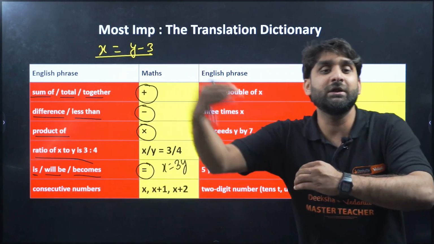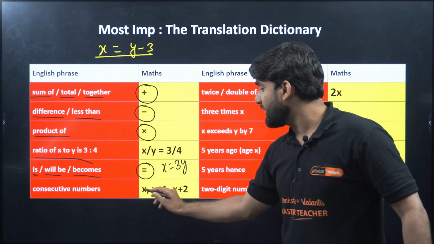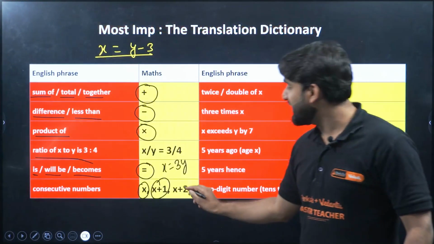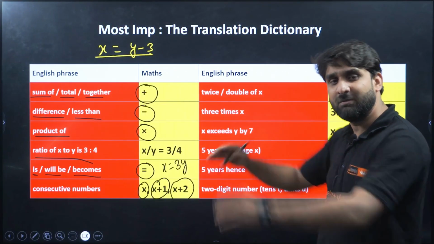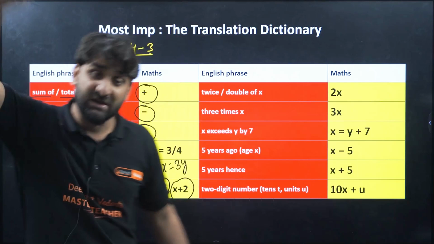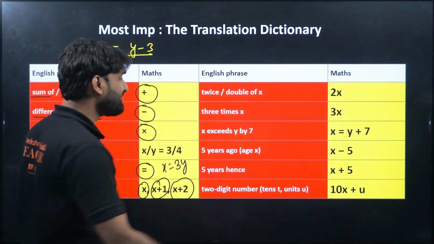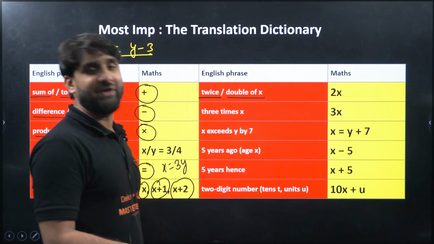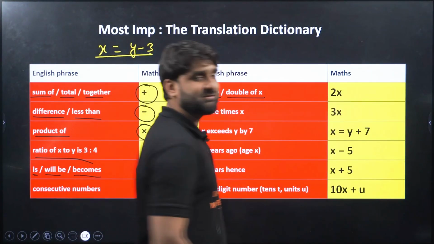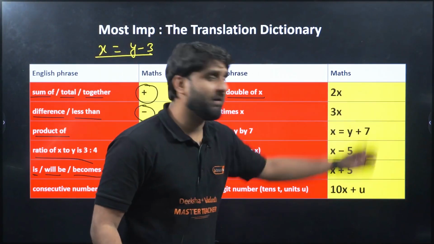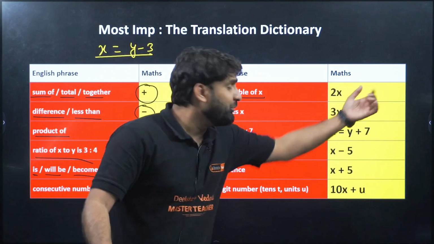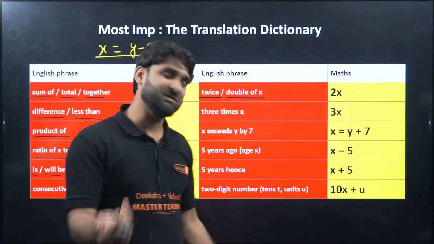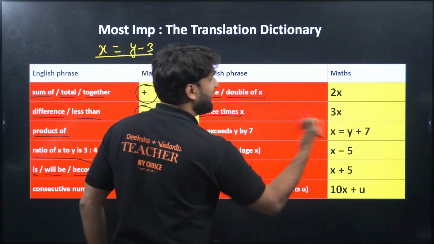Consecutive number, continuous number, continuity. So consecutive numbers look like X, and the next number will be X plus 1, then X plus 2, X plus 3, X plus 4, X plus 5. This is called continuity number, consecutive number. Now, if these words are there, twice or double of X, you have to multiply 2 with X. Double of Y, 2Y. Double of Bangalore, 2B. Double of Delhi, 2D. Right, everyone? So double, twice means 2 times, and 3 times means 3 into X.